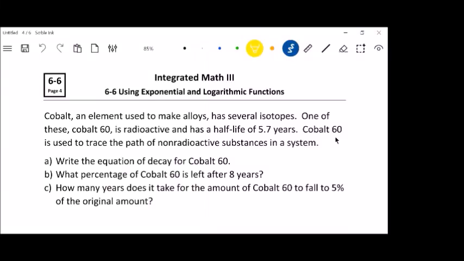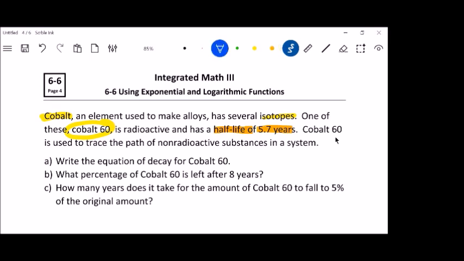Let's take a look at some more applications of exponential and logarithmic functions. So we're going to look at cobalt here. It has several isotopes, and one of these, cobalt 60, is radioactive and has a half-life of 5.7 years. It's used to trace the path of non-radioactive substances in a system. So very useful in some scientific areas.